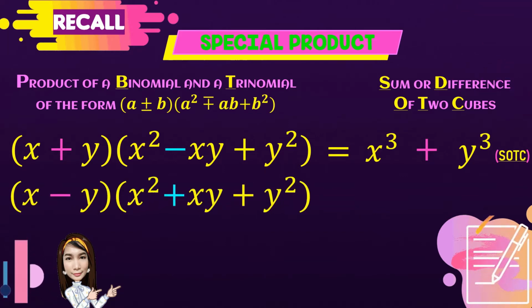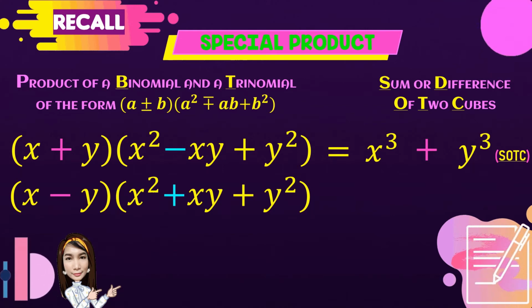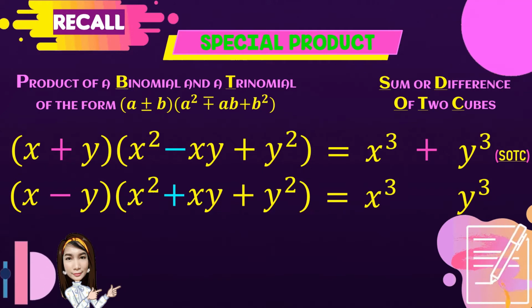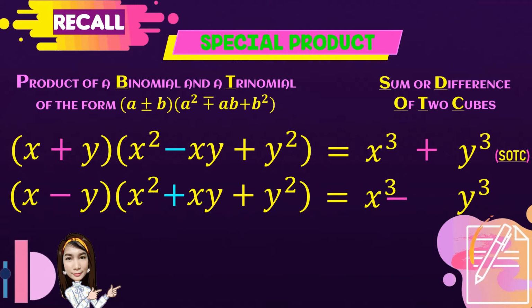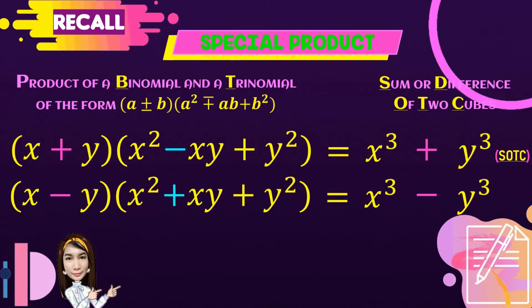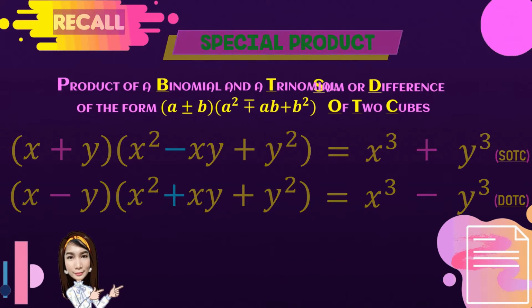Next, we have the quantity of x minus y times the quantity of x squared plus xy plus y squared. And that is equal to cube the first term, we have x cubed, cube the last term, we have y cubed. And if the binomial is minus, the product is also minus. And that is what we call the difference of two cubes or DOTC.